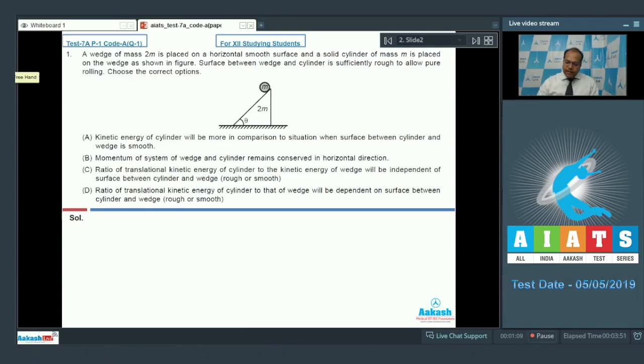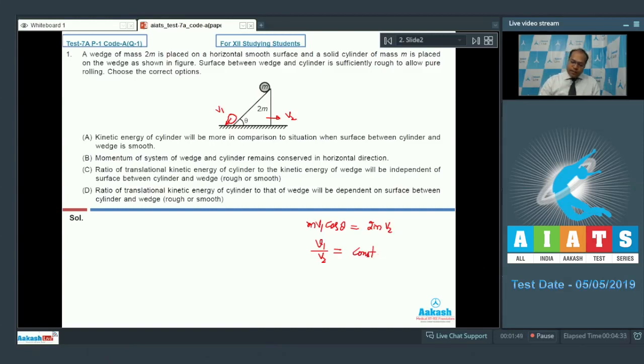Let, at the instant when the cylinder is just about to reach the ground, its velocity in this direction be v1 with respect to the ground and the wedge's velocity be v2 with respect to the ground. Since there is no external force acting in the horizontal direction, the linear momentum of the system will remain conserved in the horizontal direction. So we can say that m into v1 cos theta must be equal to 2m into v2. From this equation we can say that the ratio v1 by v2 is constant.